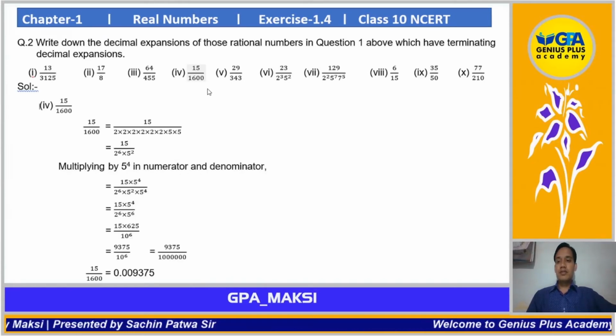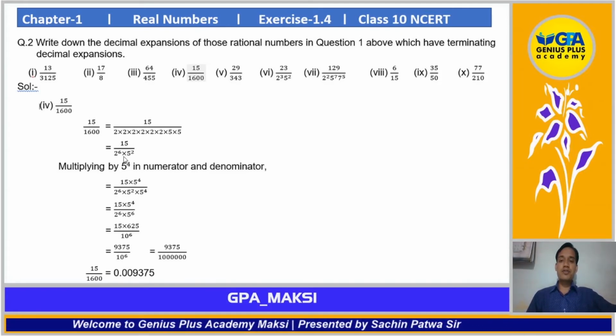Our next question is question number 4. 15/1600. So once again, 1600 we can write as 2 into 2 into 2 into 2 into 2 into 2 into 5 into 5. So 2 raised to 6 into 5 raised to 2, and to change it into the form 2 raised to n, 5 raised to m, we have to multiply by 5 raised to 4. Because we have to convert it into 10 raised to 6, because here it is 2 raised to 6 and here 5 raised to 2. We need 5 raised to 4. So both numerator and denominator are multiplied by 5 raised to 4.